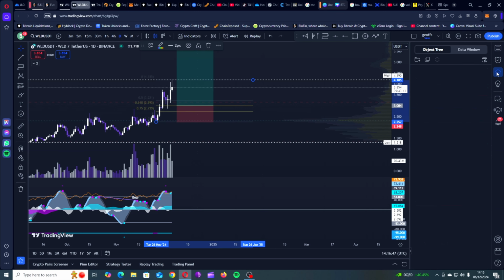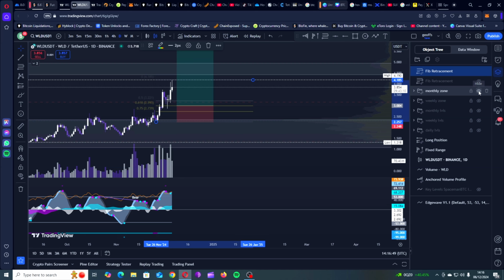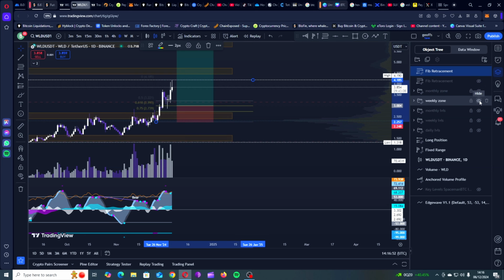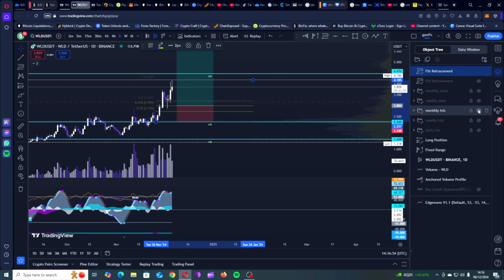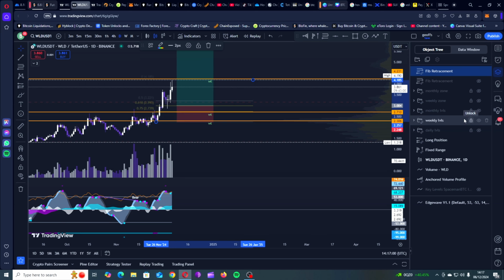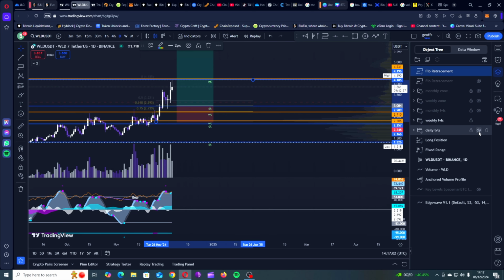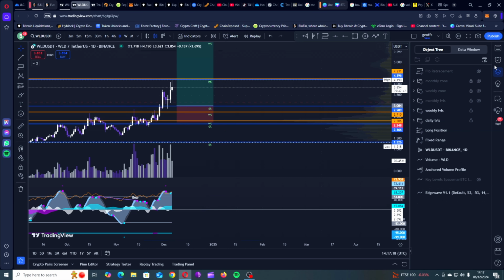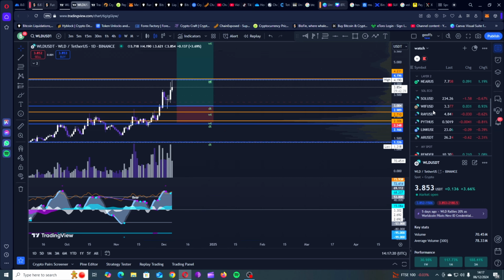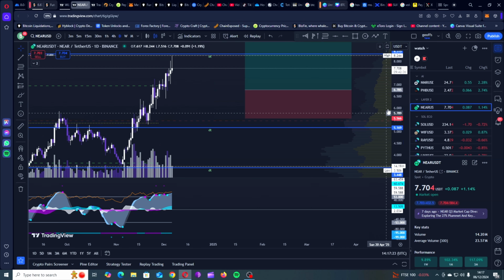I've got monthly zones, weekly zones, monthly levels, weekly levels, which we are rejecting from at the minute, and then I've also got some daily levels which we are getting rejected from at the minute. So I might close my WorldCoin trade for now, see if we can get a retracement back into this golden pocket area, and then I will take another trade. That's WorldCoin. I'm just going to try fire through some as quick as I possibly can.